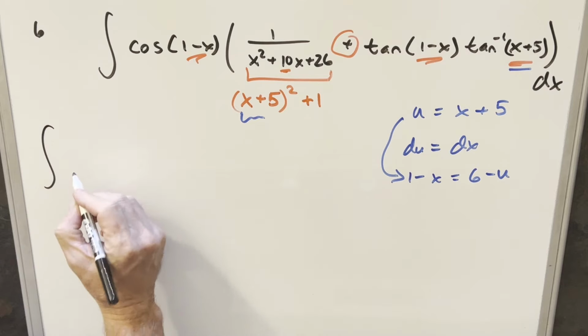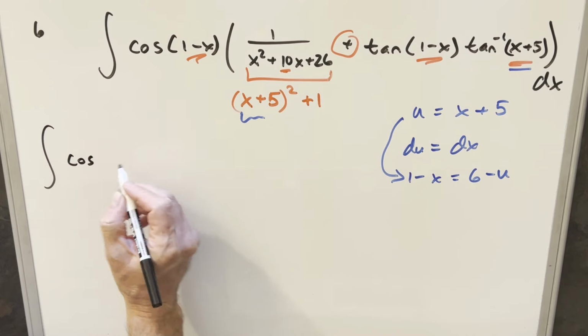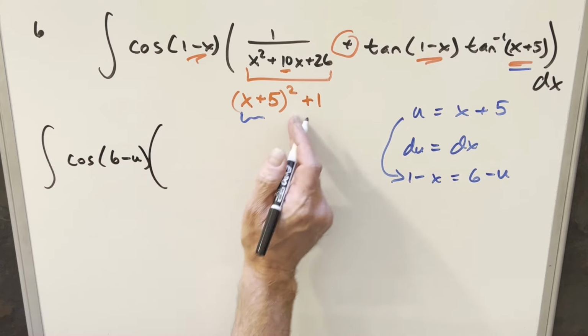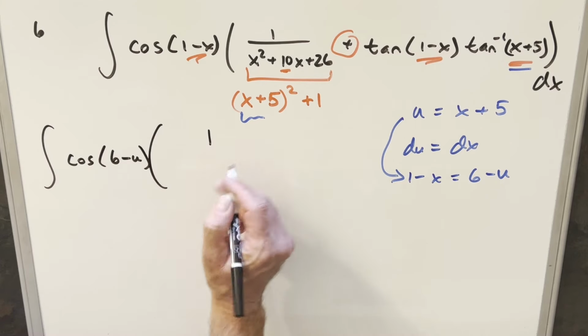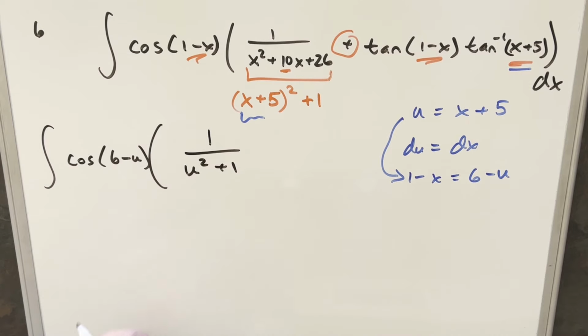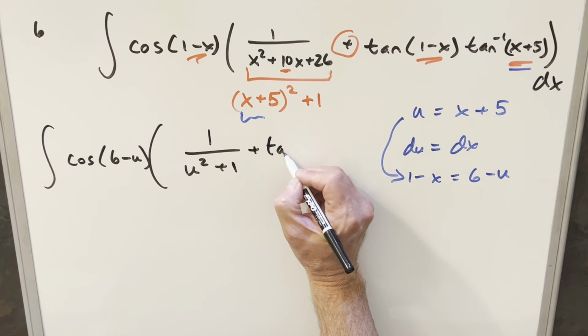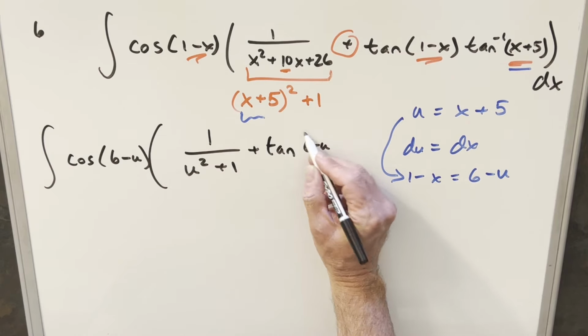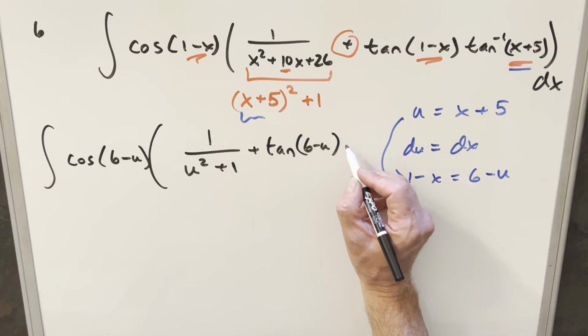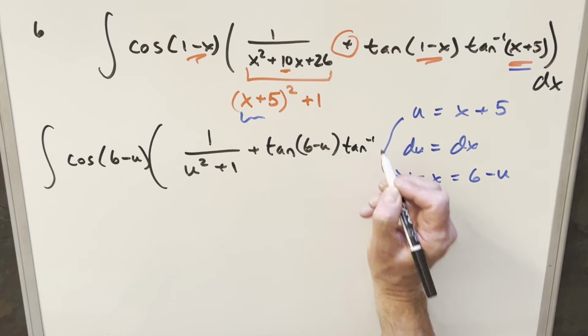So now we'll go ahead and substitute all this. First with cosine, using our value of 1 minus x, this becomes cosine of 6 minus u. Then this part, where x plus 5 now is u, is just going to be 1 over u squared plus 1. And then our tan is going to be tan of 6 minus u. And then this here is just going to become arctan of u.